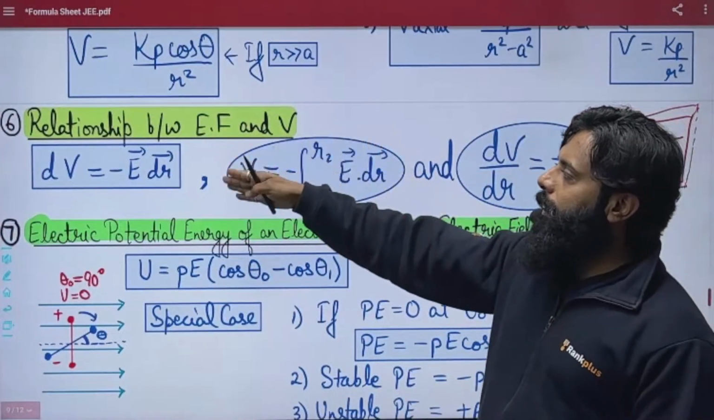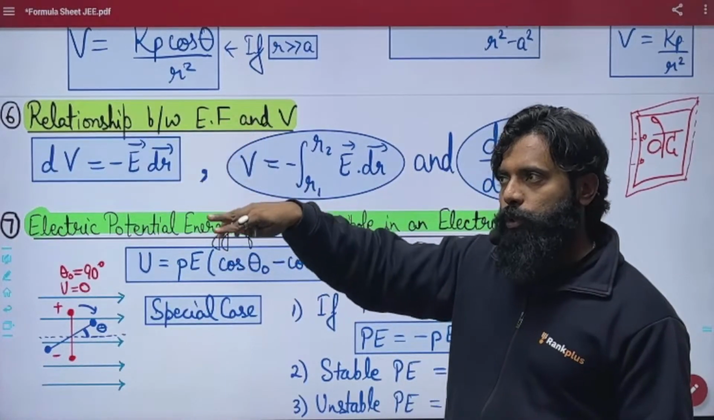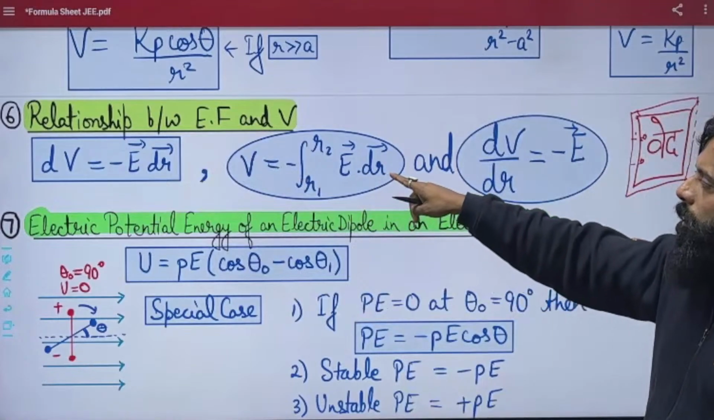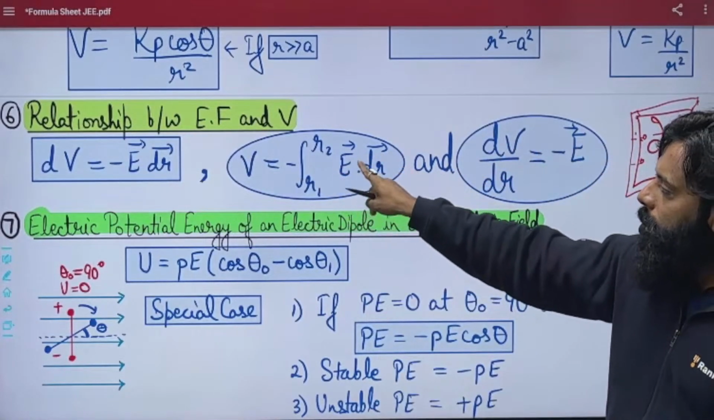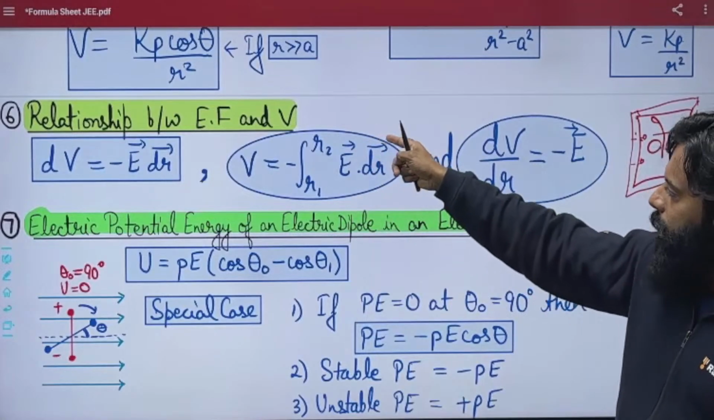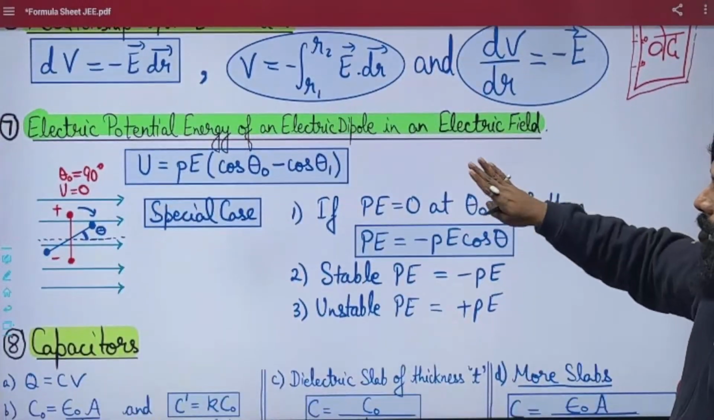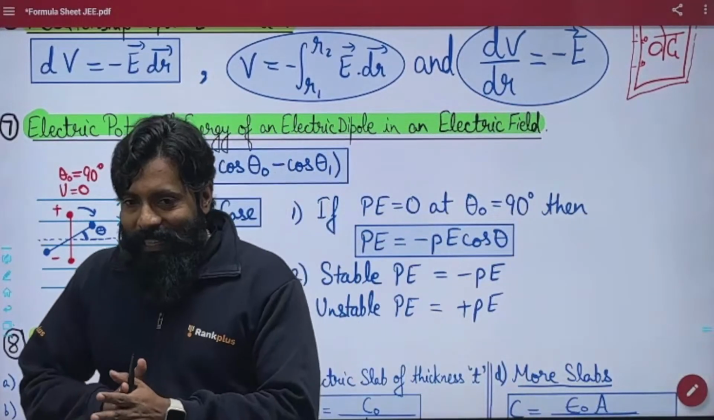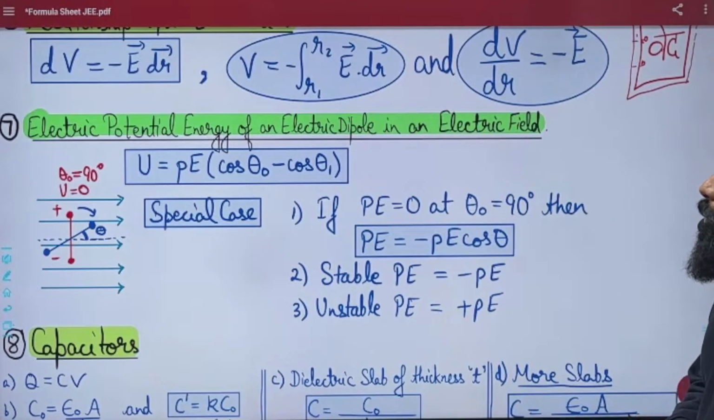The relationship between electric field and V is very, very important. You just have to remember V is equal to Ed. That means potential is equal to E into d. You can use integration as well: V is minus the integral of E dot dr from R1 to R2, and dV by dr is equal to minus E. For the electrostatic potential energy of an electric dipole, it's pE (cos theta 1 minus cos theta 2). So this formula is also very, very important.